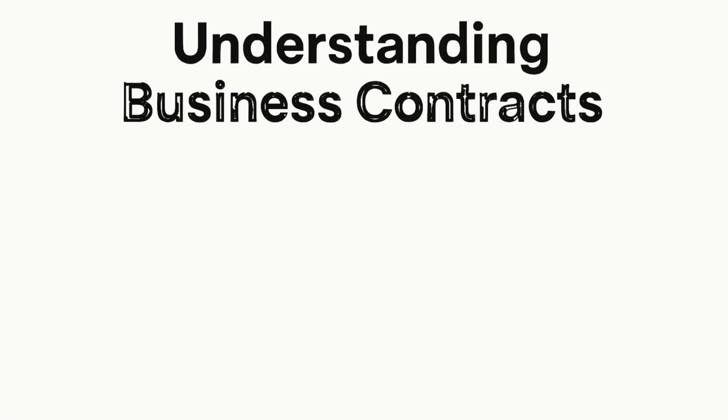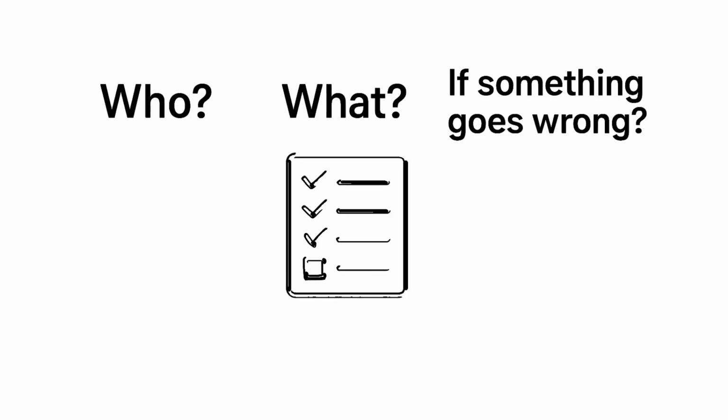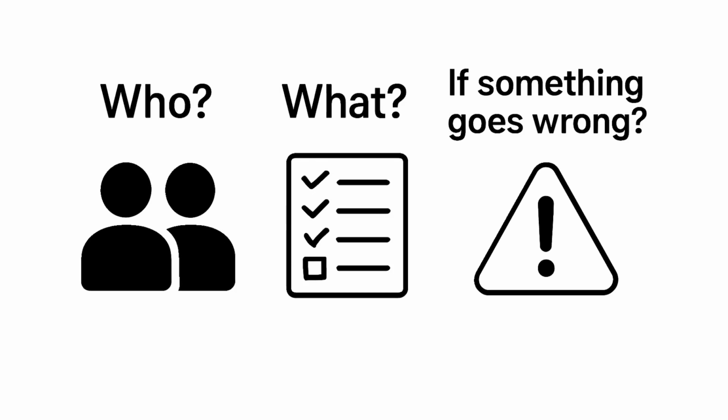When you hear the word contract, it might sound complicated or intimidating, but most business contracts are simply written agreements that answer a few basic questions. Who is involved? What are they agreeing to do? And what happens if something goes wrong? Let's walk through some key terms you'll see again and again.